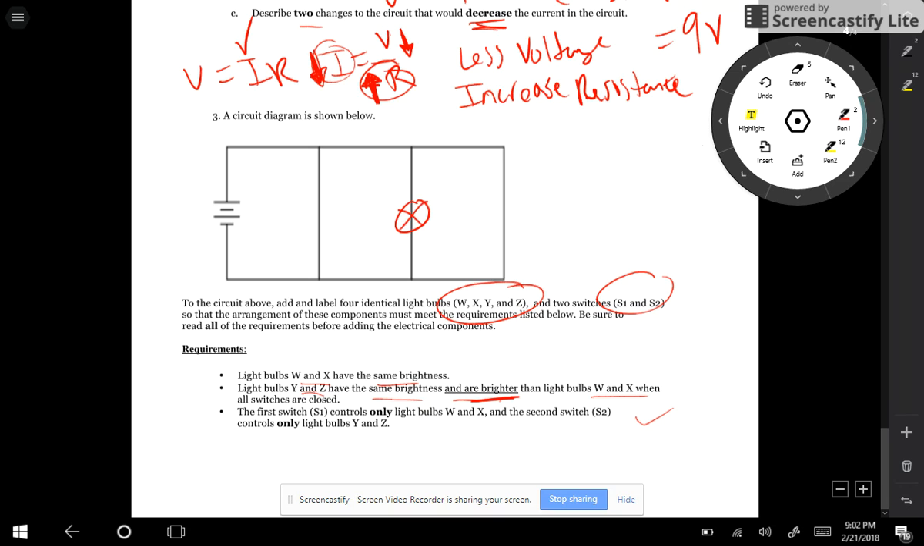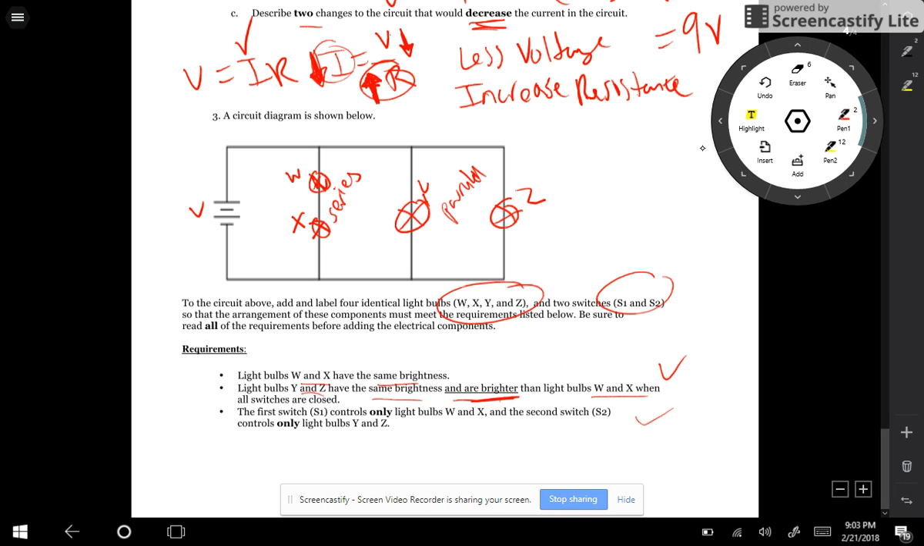So what you do is you set up bulbs Y and Z in parallel, because as we learned, parallel would be brighter because they're going to get that same voltage from this battery here. And W and X would be equally bright because they're in series with each other, but they'd be dimmer. They'd be dimmer because they're in series. They'd be dimmer than these that are in parallel. All right, so that was the trick to do this part.